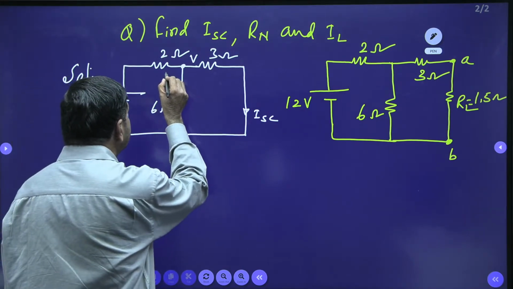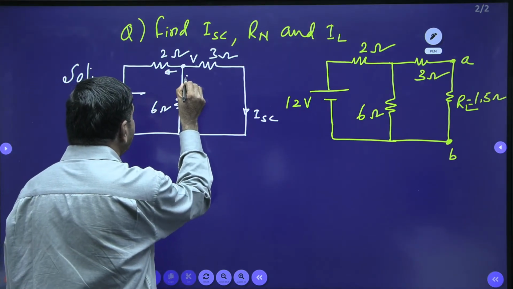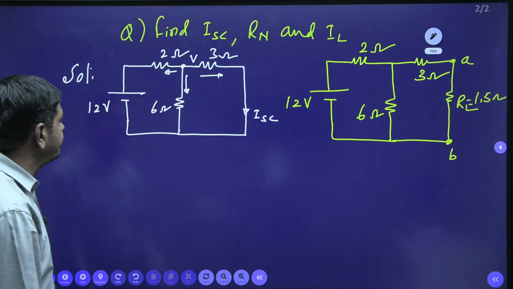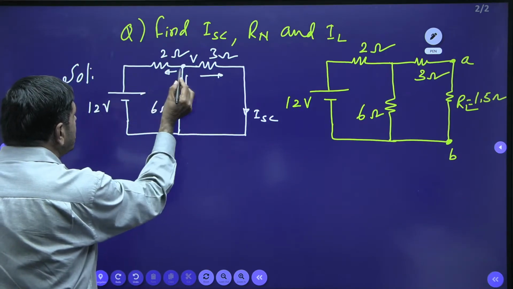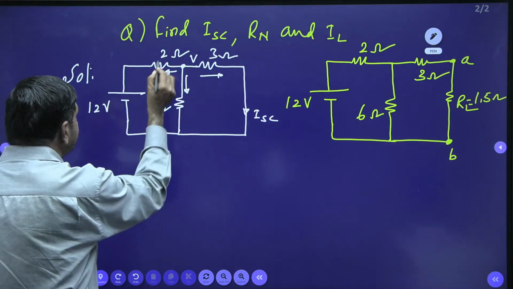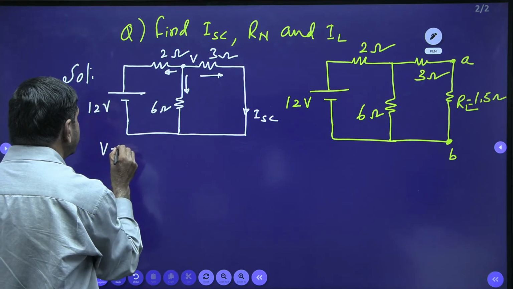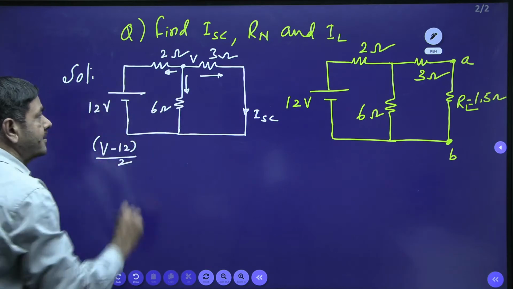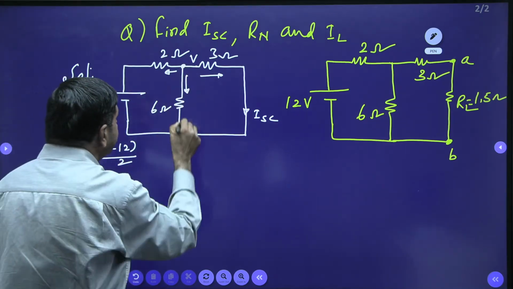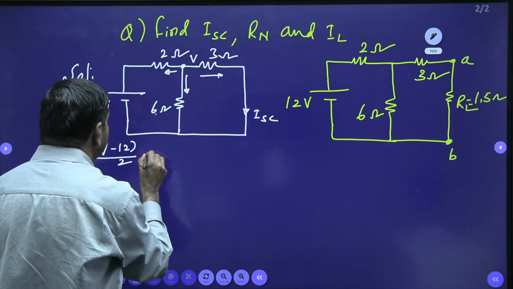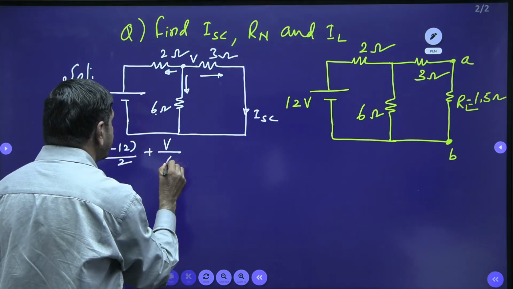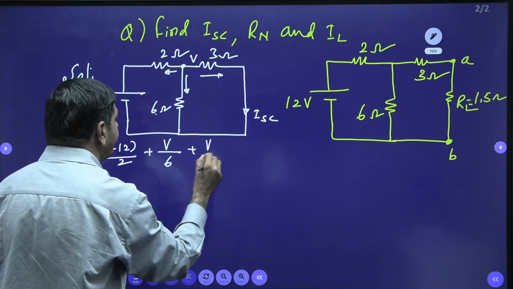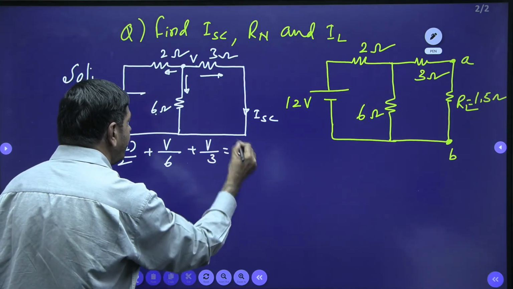I will explain how to apply nodal here now. As per nodal, this current plus this current plus this current, all away from the node, equals 0. What is the current across this 2 ohm? V minus 12 divided by 2. What about this current? V by 6. What about this current? V by 3. Summation of all the currents equals 0.